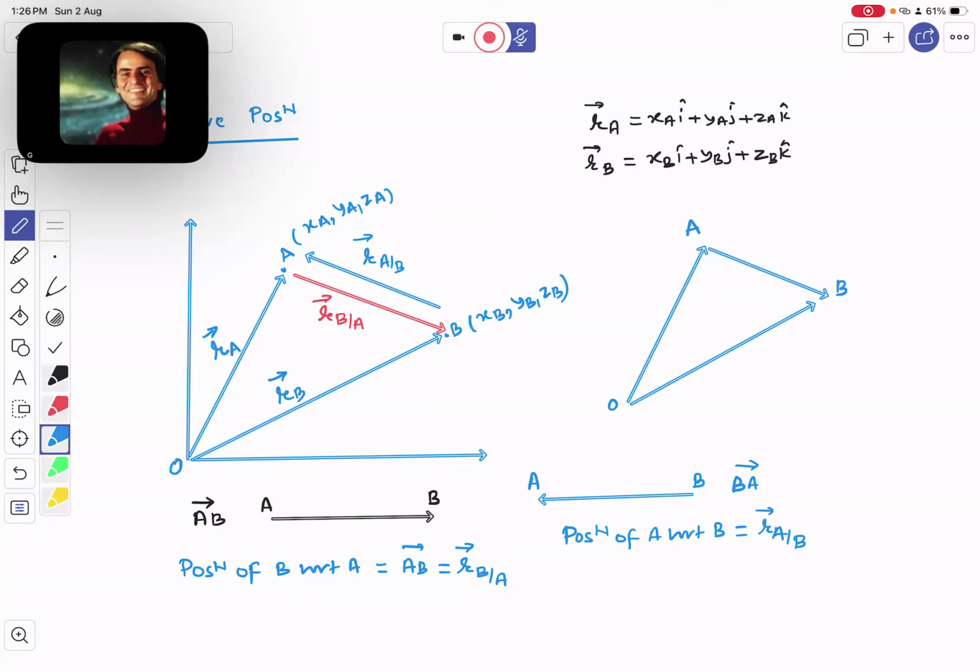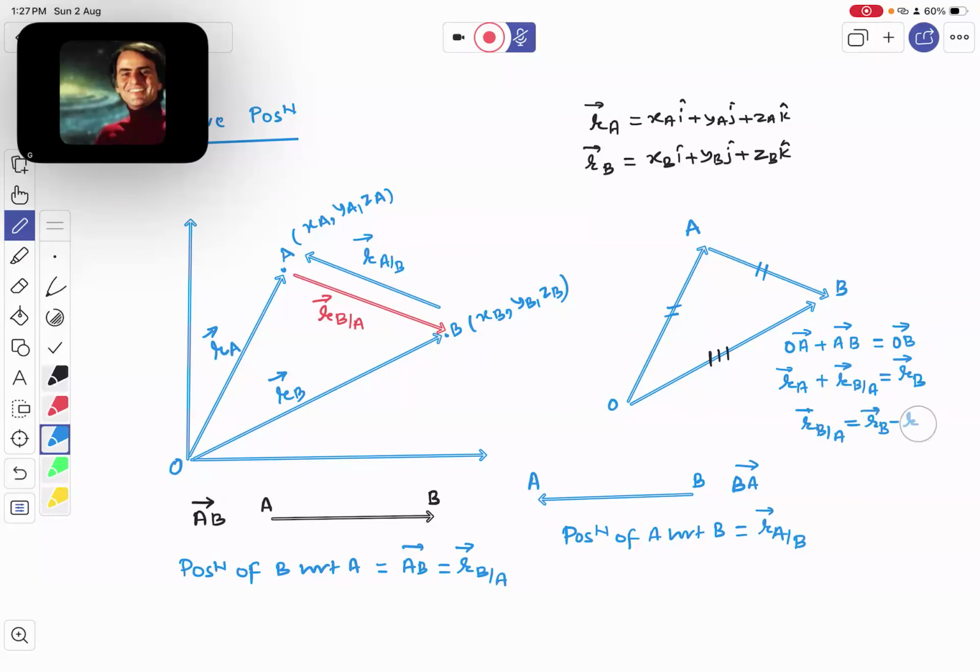Now, in this triangle OAB, you will find OA and AB are in tail-head arrangement, so the sum of these two will be given by this one. I will write OA plus AB. When I write it, A is sandwiched between O and B, so that gives us OB from the triangle law. What is OA? RA. And what is AB? If you just see the text AB, B is the head, so we reach B from A. That is the position of B with respect to A. And OB is RB. So from this you will get RB/A equal to RB minus RA.